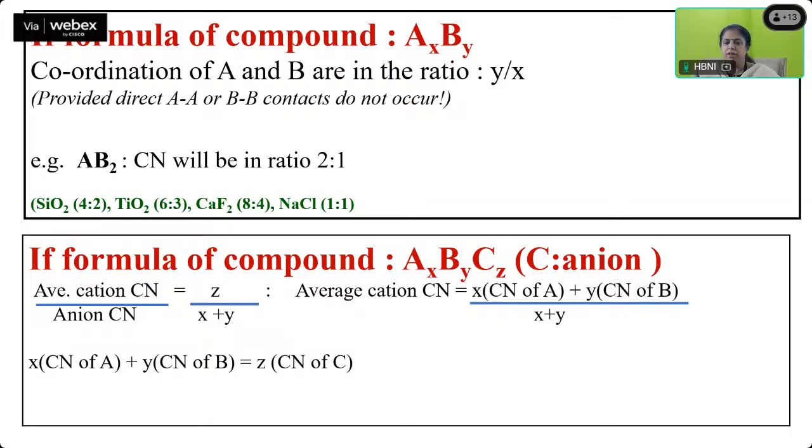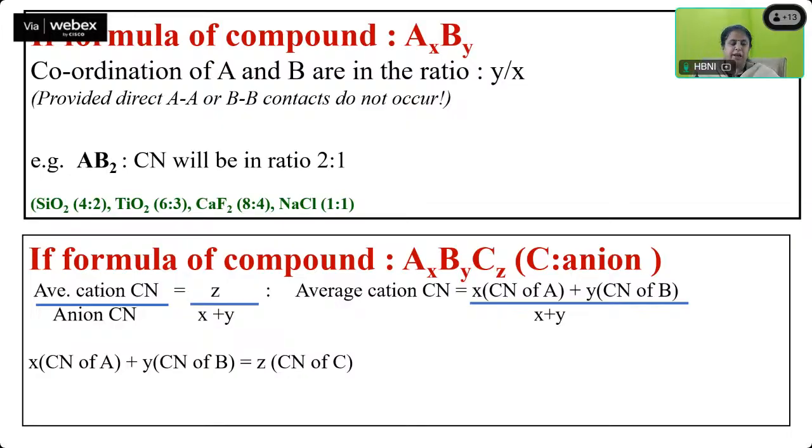So when software was not there at that time, these were the guidelines that would give the scientist an idea about what could be the coordination number, what could be the stoichiometry, what could be the voids that they would be occupying. And that is why these factors become very important even now.